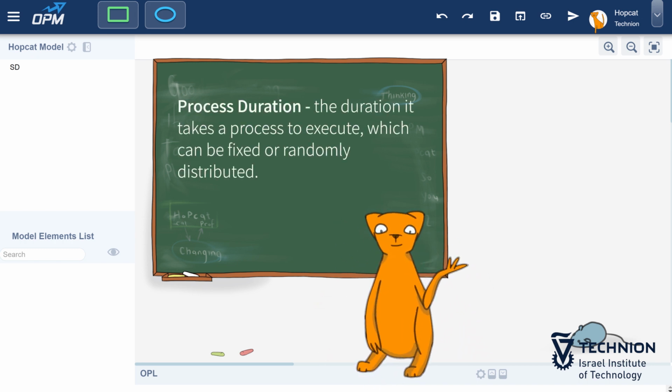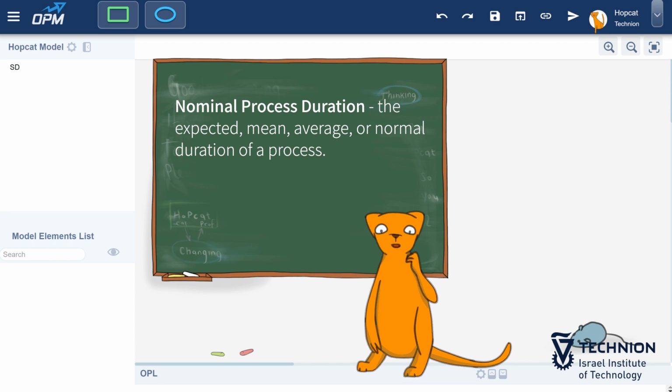Process duration. The duration it takes a process to execute, which can be fixed or randomly distributed. Nominal process duration. The expected, mean, average, or normal duration of a process.